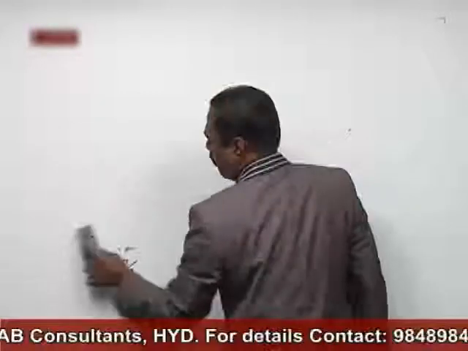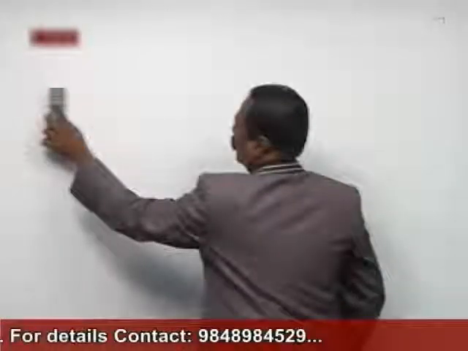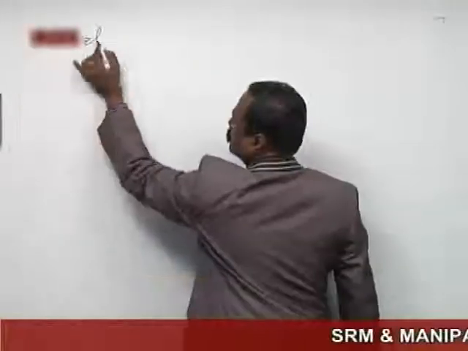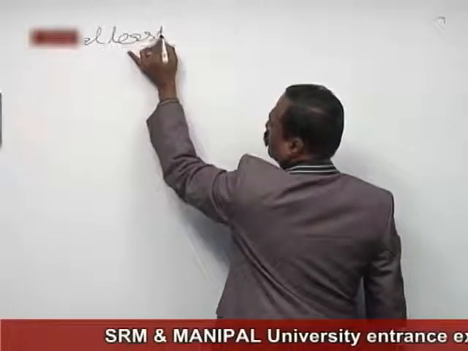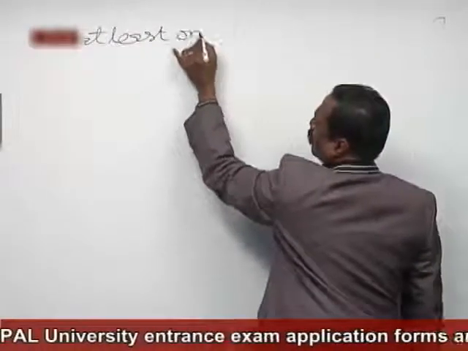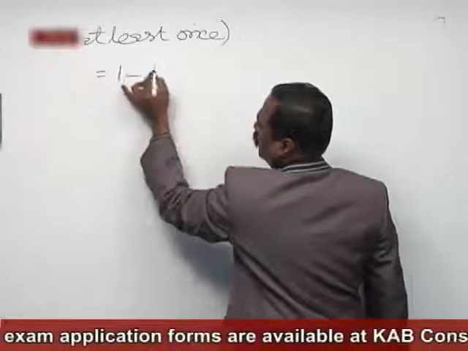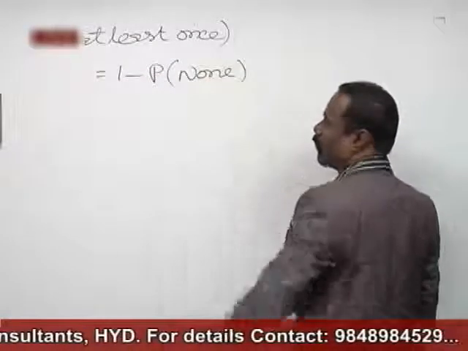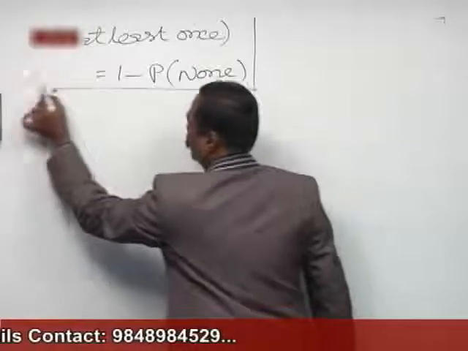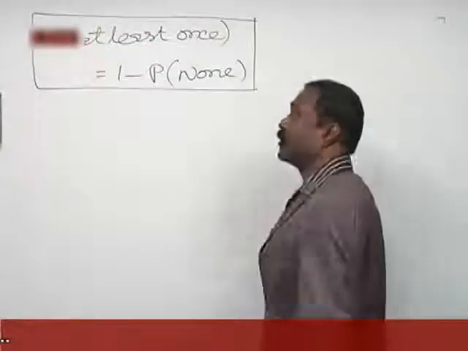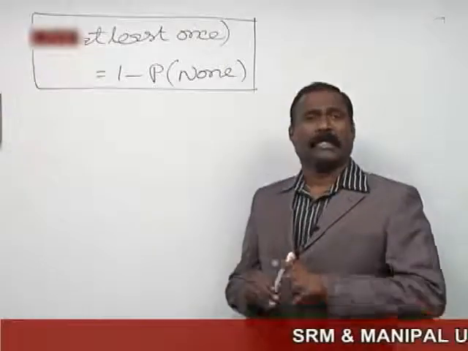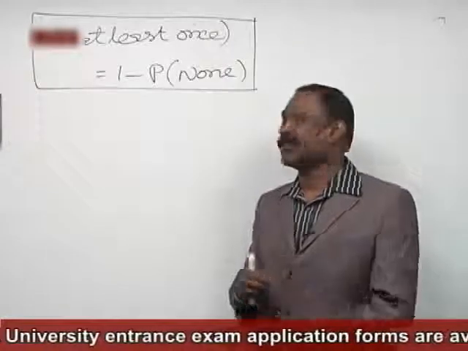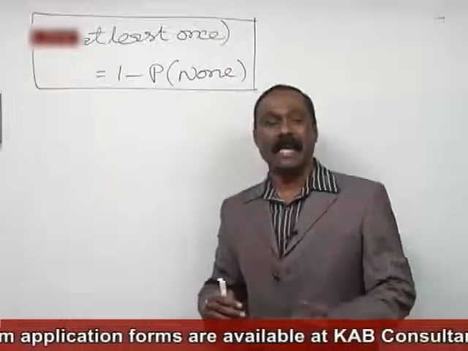Probability of at least once is equal to 1 minus probability of none. Very important, please. You will be getting this many times and it will also be useful to simplify the problem easily. So probability of at least once is equal to 1 minus probability of none.